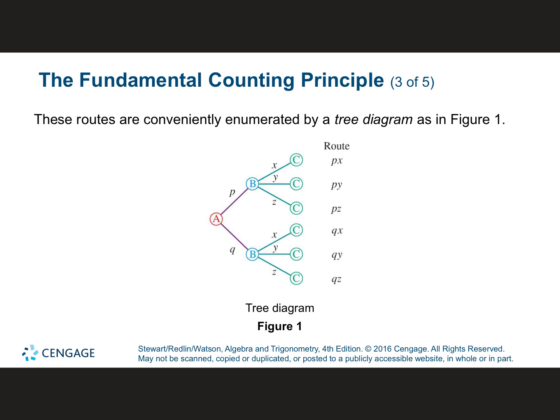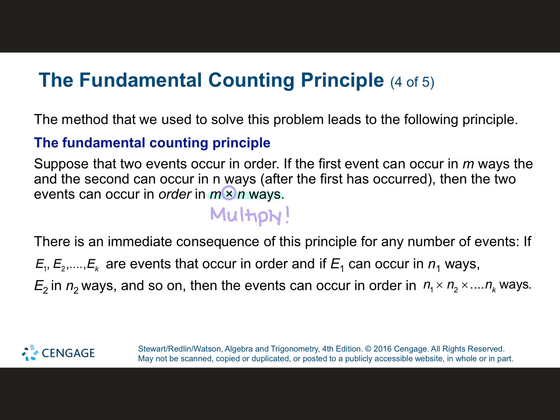Another way of looking at this is drawing out a tree diagram. So you start at one location, and you have 2 routes from that location to the next. From there, you have 3 routes from each of the 2. So in total, it would be 6 different routes. This tells you that if you were to suppose that 2 events occur in an order, if the first event can occur in m ways and the second event can occur in n ways, you would just have to multiply the 2 numbers in order to find the total amount that you'd have.